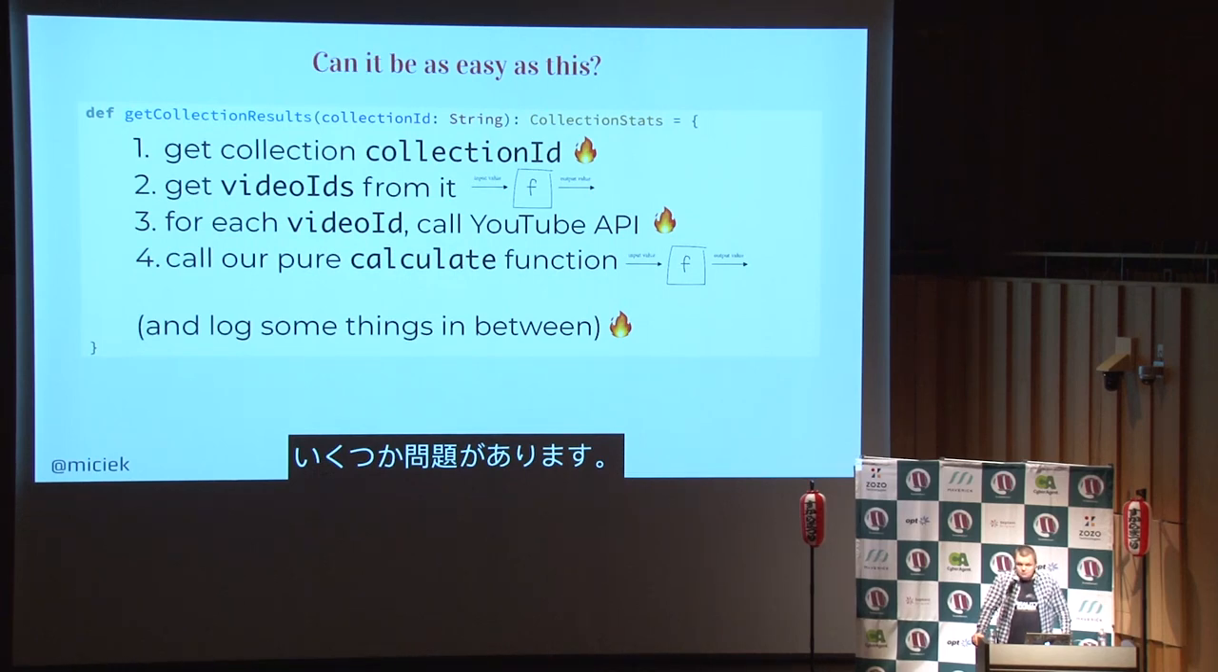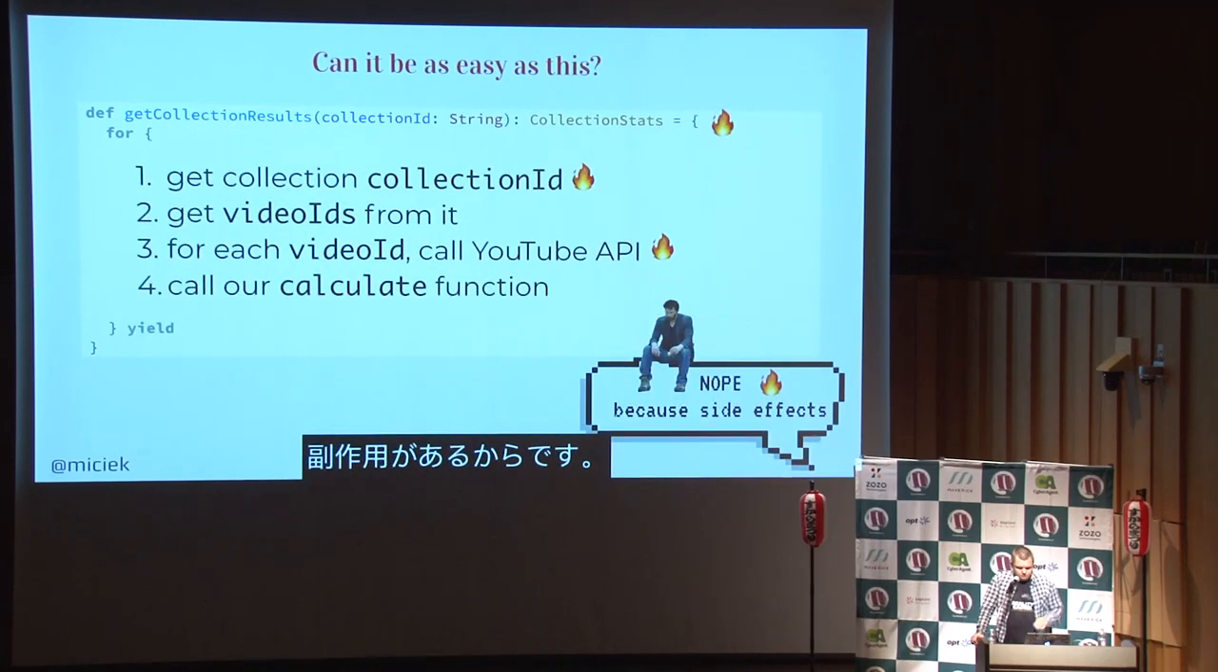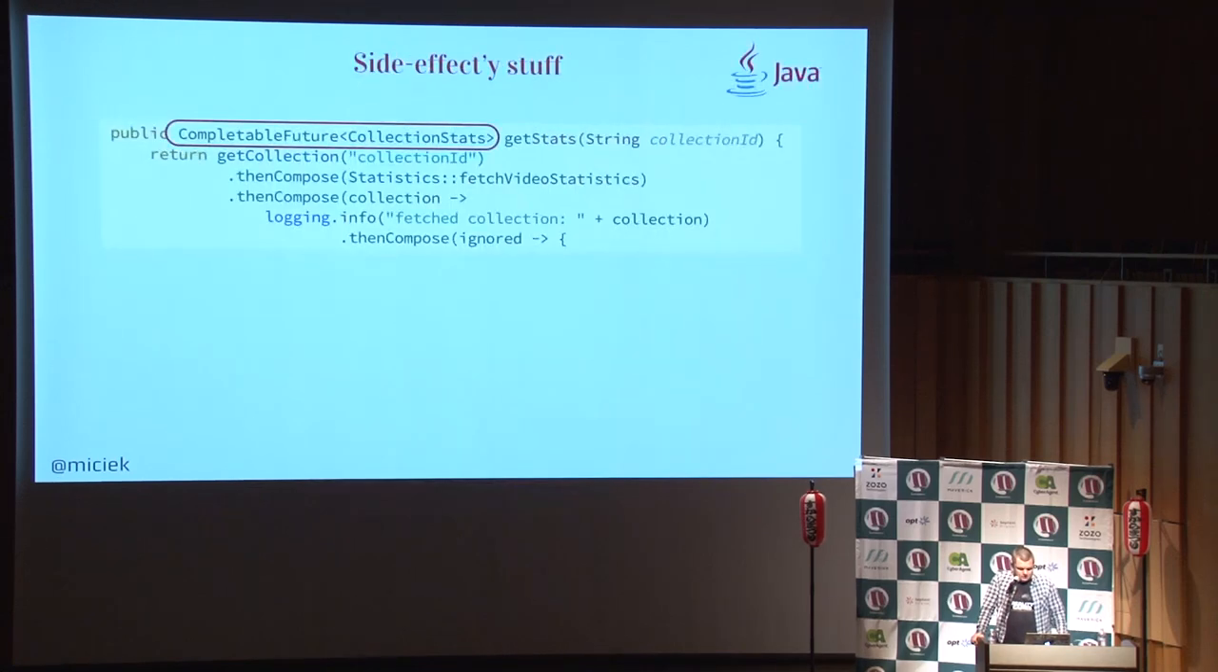Okay, and you see those flames all over. Those are side effects. Those things make our code side effectful. So we can't really have a pure function here. So we can't really return collection stats. We can't use the same approach, unfortunately. We wish we could, but we can't.